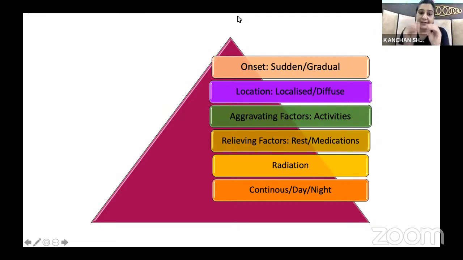Before going into that, if a patient has come to you with pain, always remember these points, and they are not only for elbow pain, they are for pain anywhere in the body. Ask the patient about the onset, whether it was sudden or gradual. Gradual is going to tell you something about a degenerative process. Location, whether it is specific to one point or diffuse. What activities aggravate the pain, what relieves the pain, whether there is any radiation of the pain, whether it is present continuously or whether it is more in the day or at night.